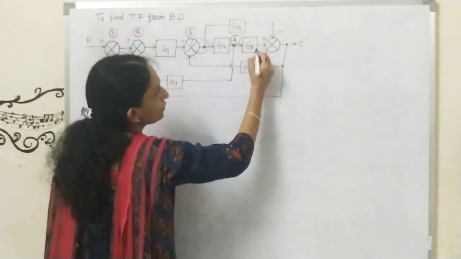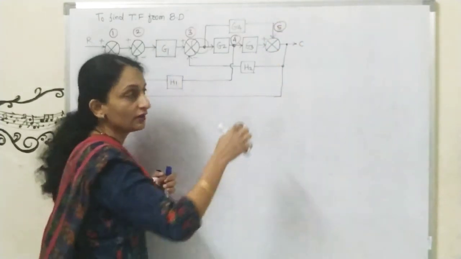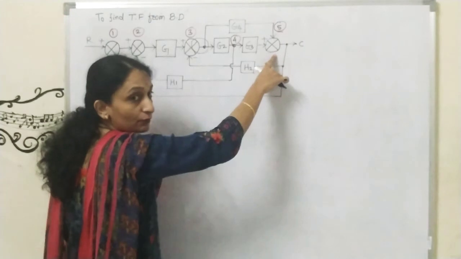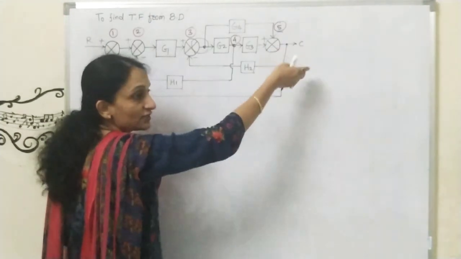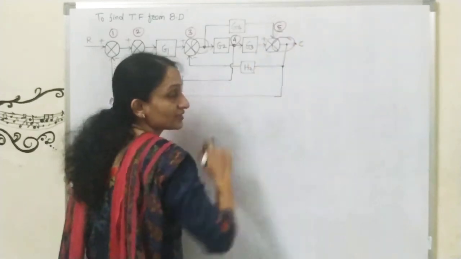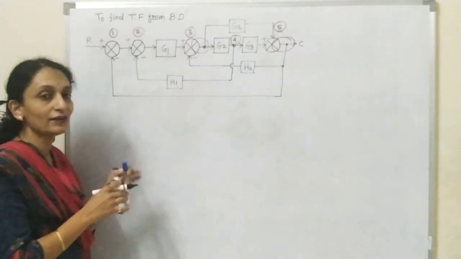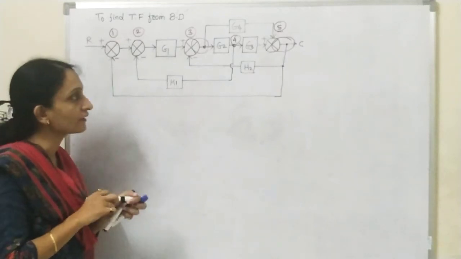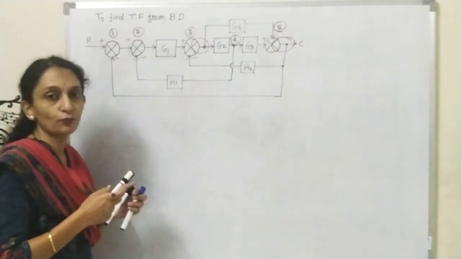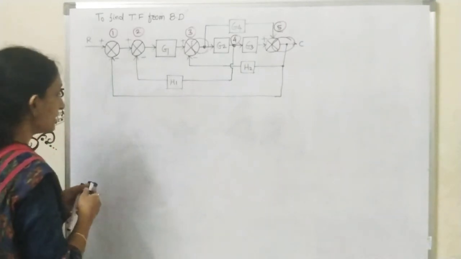Now here a summing point is there, node number 5, again the same thing. Here the takeoff point is after the summing point. Look at this, the takeoff point is after the summing point, so we will consider these two as the same node, node number 5. You can compare the previous numerical and this numerical. In the previous numerical the takeoff point is before the summing point, so we considered these two as separate nodes. Okay, so we will start.